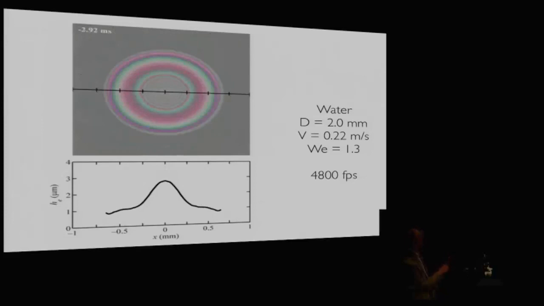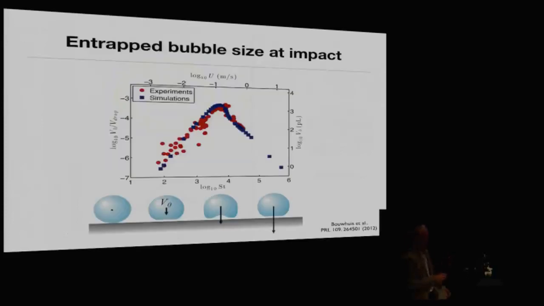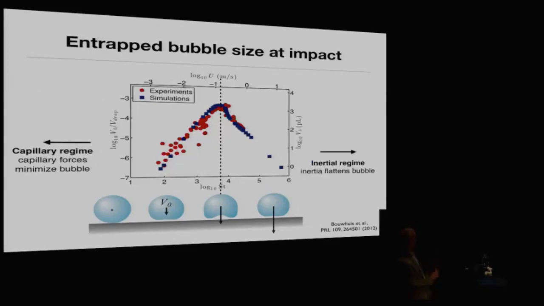And we wonder now, when is the bubble maximum? And here you see the relative size of the bubble as compared to the drop size, where there's the velocity, given here in dimensionless ways and here in the dimension, and you see that there's a maximum. So we have two regimes. We have a capillary regime to the left, and we have an inertial regime to the right, and in between the bubble is maximum. So it's a very simple question. We have a drop falling on a surface, a bubble is entrained, and we wonder, when is this bubble maximum?